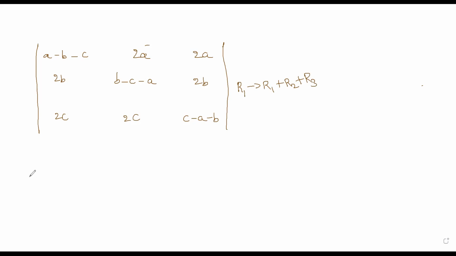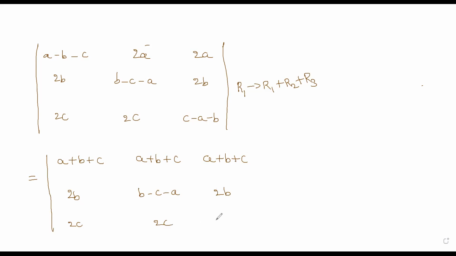So what happens? Just check. You will be getting a plus b plus c. R1 becomes R1 plus R2 plus R3. Easily you will get it. So you get a plus b plus c, 2b, 2c, then b minus c minus a, 2b, and 2c, c minus a minus b. This is what you get.